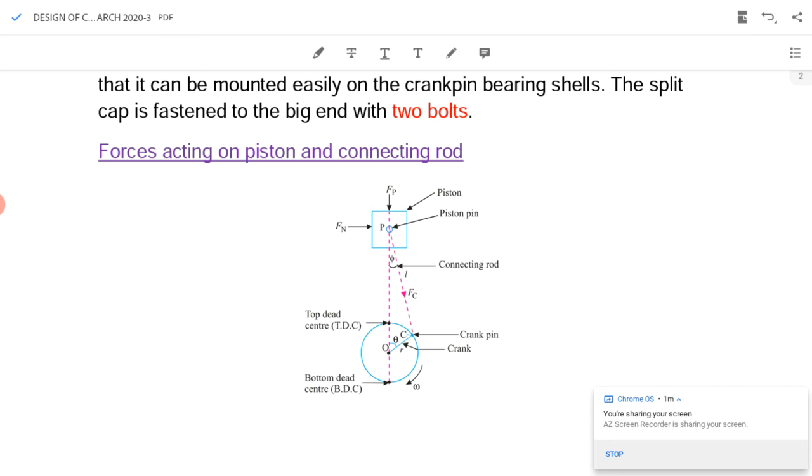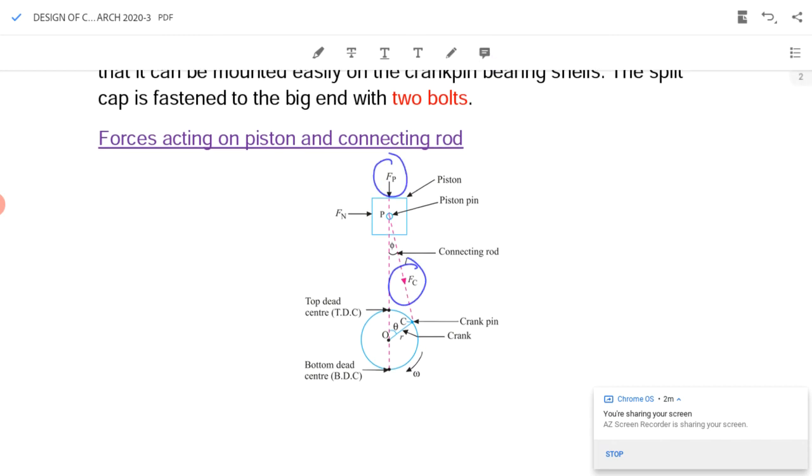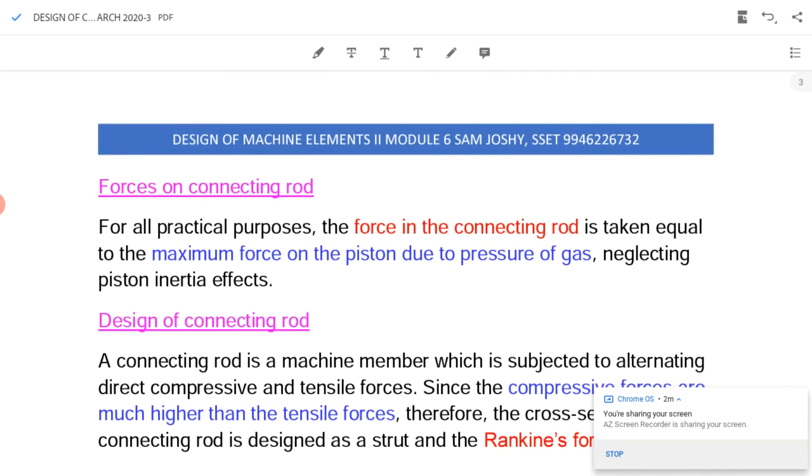During the power stroke, the explosion of the gases inside the cylinder exerts a force on the piston. Fp is the force exerted by the explosion of the gases on the piston. A part of it is transmitted to the connecting rod, that is Fc. For practical design, we assume the entire force on the piston is transferred to the connecting rod, or they are equal. So we consider Fp equal to Fc for design purposes.